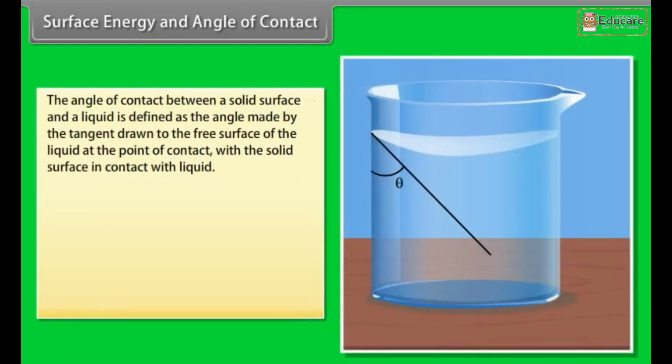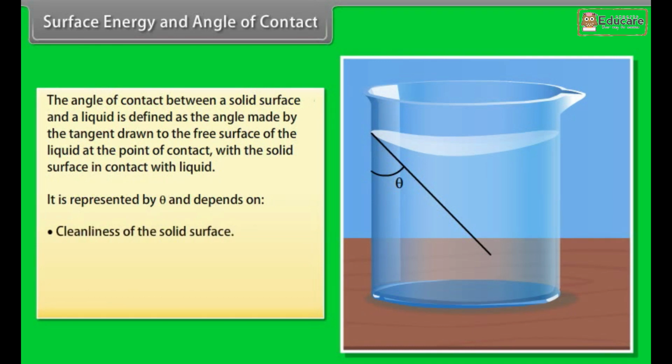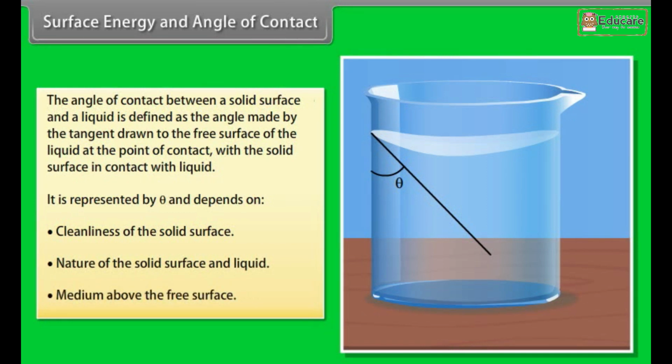The angle of contact between a solid surface and a liquid is defined as the angle made by the tangent drawn to the free surface of the liquid at the point of contact with the solid surface in contact with liquid. It is represented by theta and depends on cleanliness of the solid surface, nature of the solid surface and liquid, and medium above the free surface.